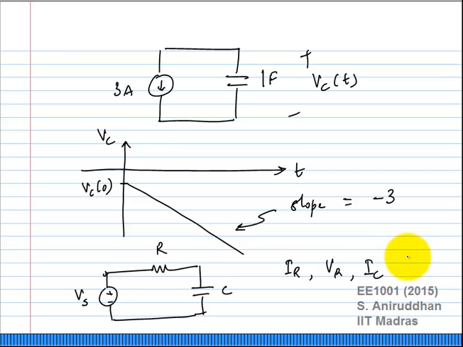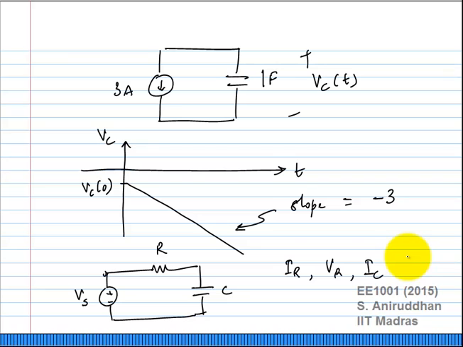What kind of relationship do you think I'll get? Instead of VC of t, if I try to find out VR of t, what kind of behavior will that have? That will also be exponential. What will be the time constant? Also RC. It's not 1 by RC, it's RC. The time constant is RC.